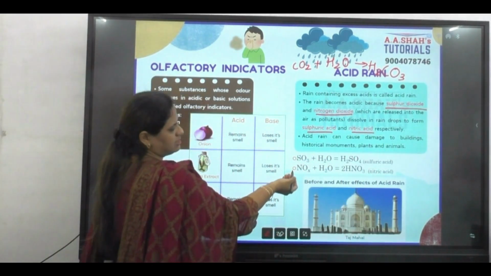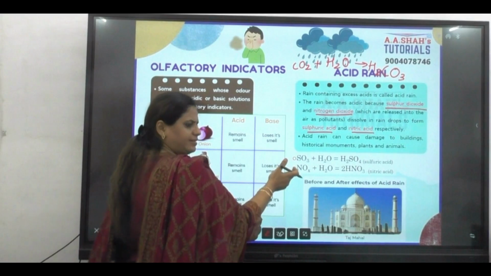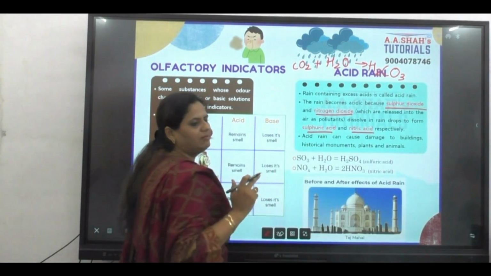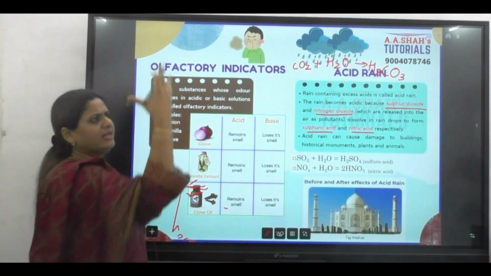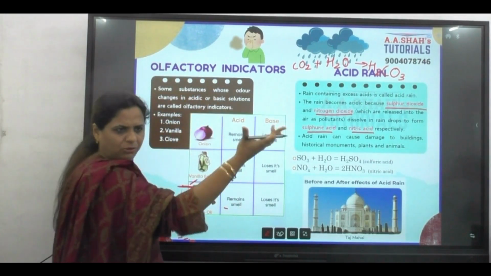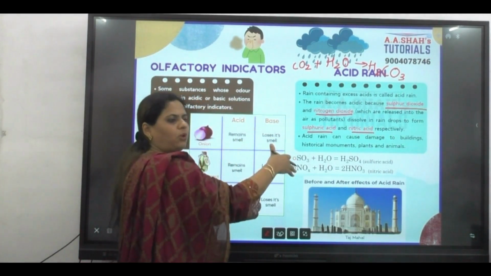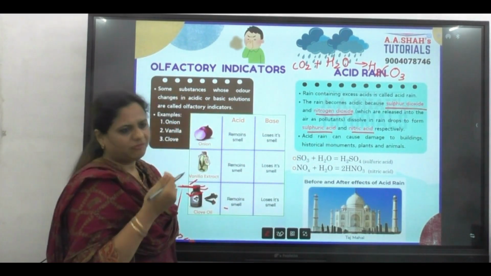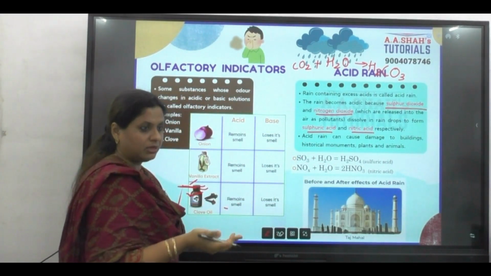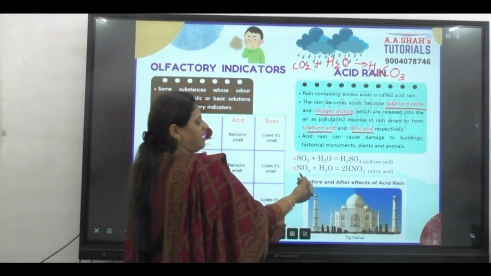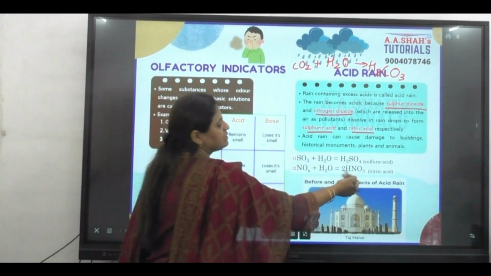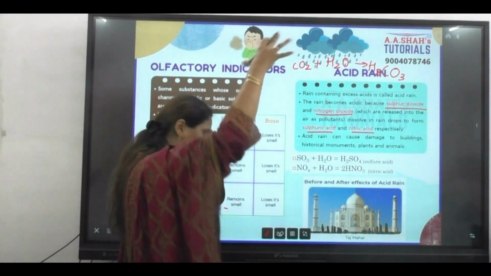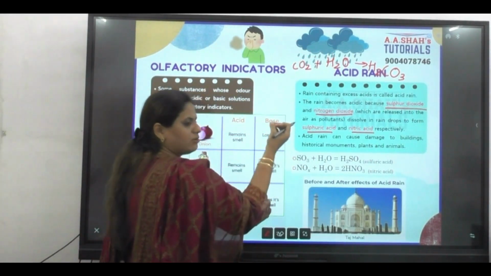Sulfur dioxide first becomes sulfur trioxide, and when combined with water, it becomes sulfuric acid. If sulfur dioxide is present in the air as a pollutant and mixes with water, when the rain falls it will form sulfuric acid. Of course, it is diluted because it's mixed with water, but it's acid rain. And nitrogen dioxide mixed with water forms nitric acid, HNO3.